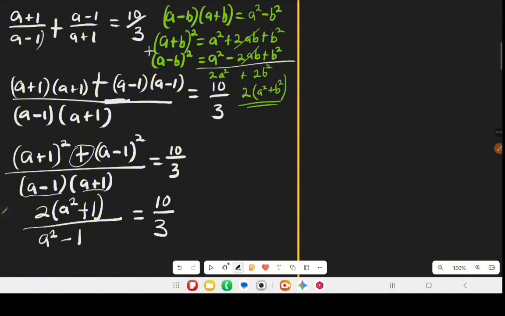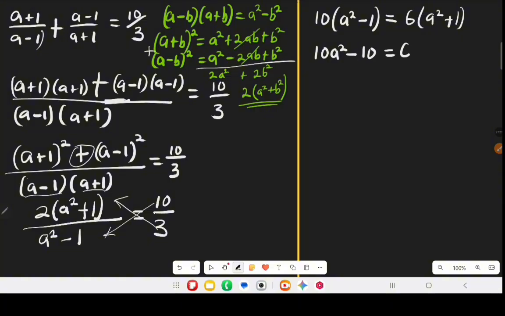Now we have this, we say cross multiply. If we cross multiply, 10 will times the denominator of the right hand side and 3 will times the numerator of the left hand side. And if we do that, we have 10 times a squared minus 1 equal to 3 times 2 gives us 6 into a squared plus 1. And when we multiply out, we have 10a squared minus 10 equal to 6a squared plus 6.